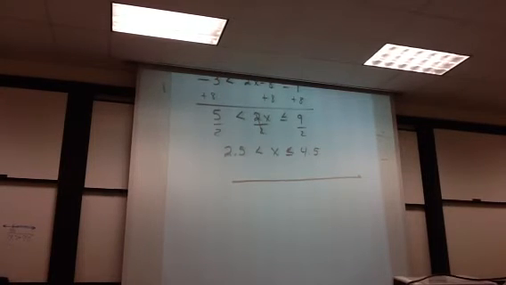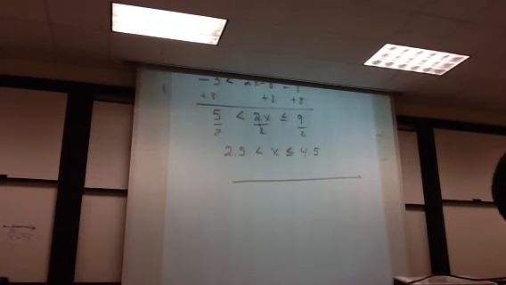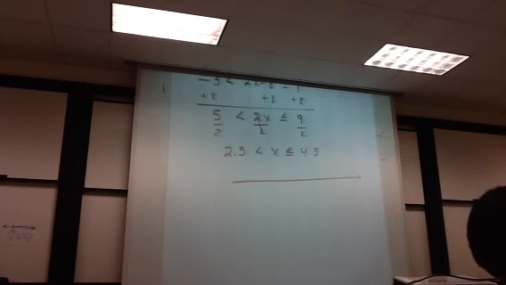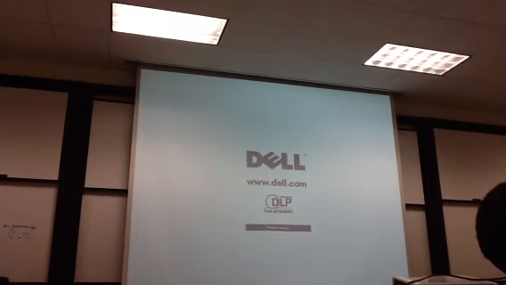Between 2.5 and 4.5, got a parenthesis here and a bracket there, right? So that's the picture of the set that's good. Now let's check out these values. Negative 1/2, is that good? No. Negative anything's not good, right? Negative 1/2 is not good.